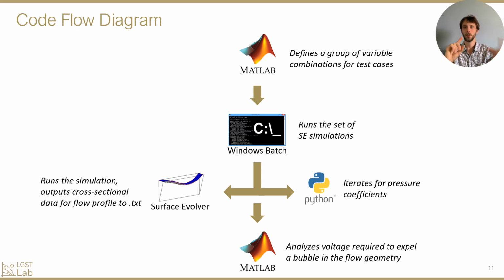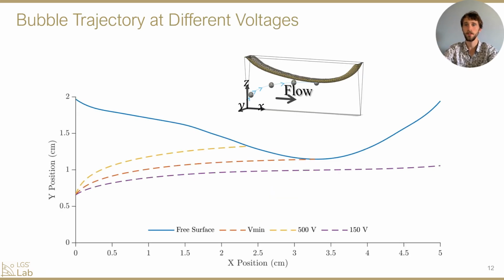Surface Evolver, communicating back and forth and iterating with Python, determines what the interfacial shape is going to look like for each of those test cases. We then bring that data into MATLAB to analyze the trajectory of a bubble at a given voltage. We put everything together, and this is what we get.